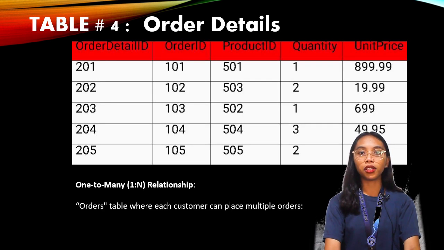For table 4, it has 1-to-many relationship. Orders table where each customer can place multiple orders.